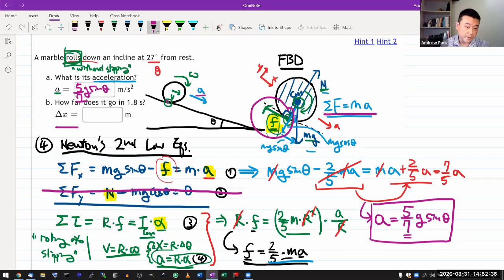For part B, you can do that pretty quickly. It's exactly the same kinematics you've been dealing with. You have the acceleration. Hopefully you remember the kinematics equation: change in position delta x is equal to 1/2 a t squared plus v naught t. And here, initial velocity is 0, so you just plug in the numbers to get delta x.